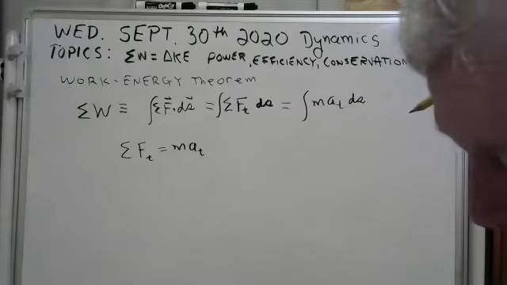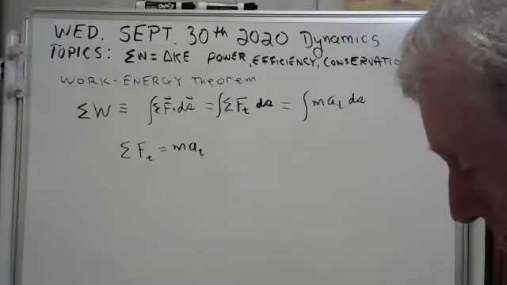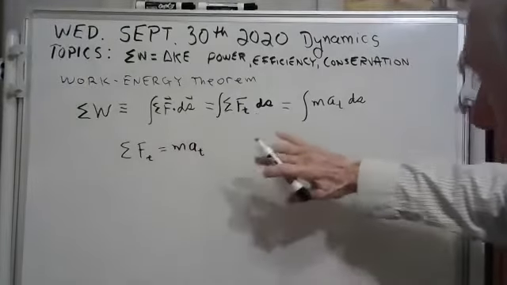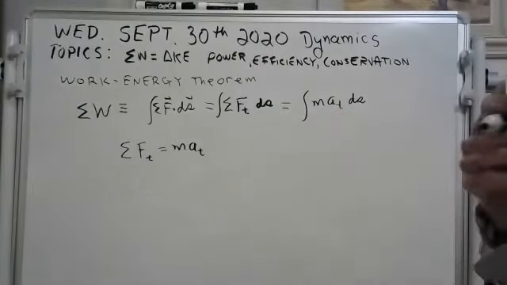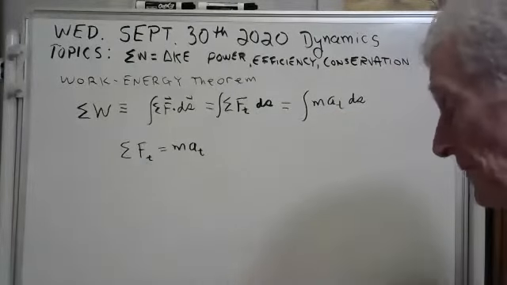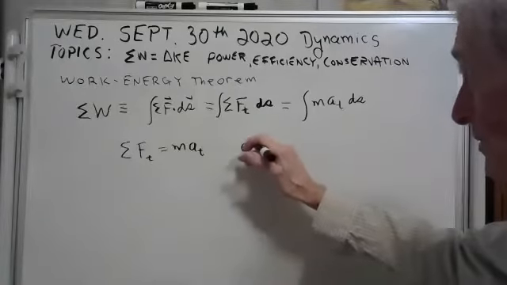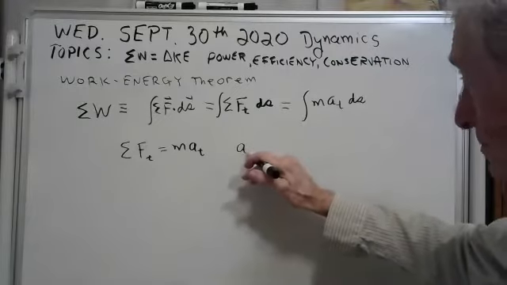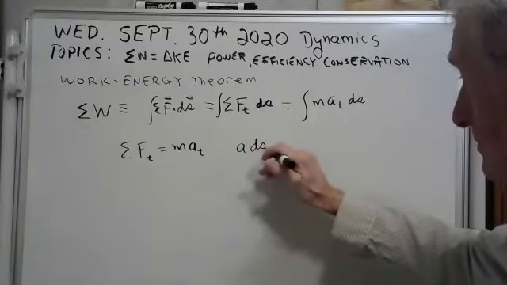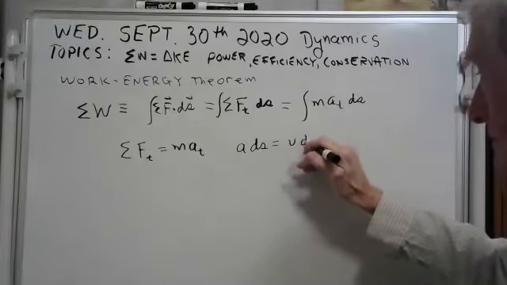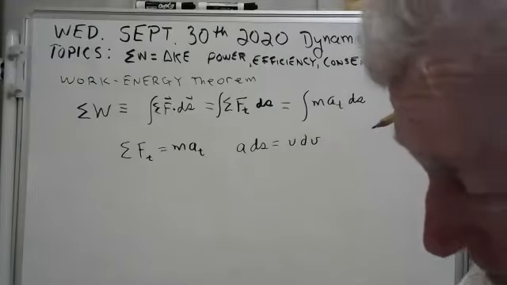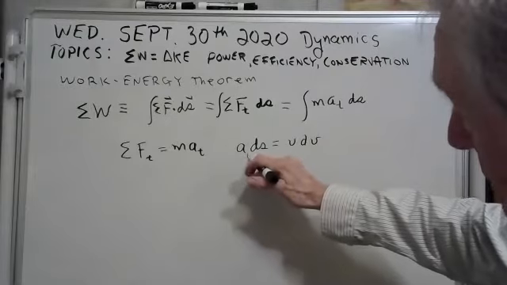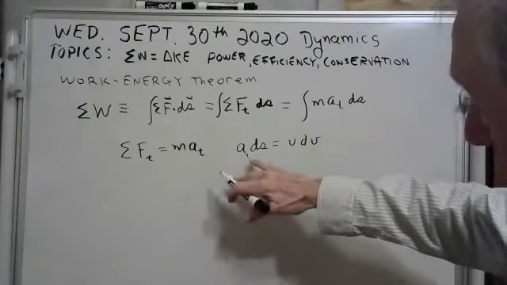We're adding up all the works done on a body, and we're just following along here. We use Newton's second law. We have another equation that we learned. It's a kinematic equation. Now, we learned that in one dimension. But if you're just going in the tangential direction, you are in one dimension.